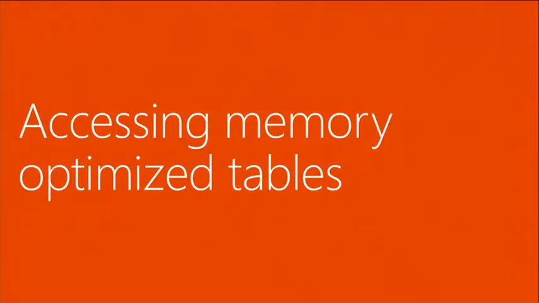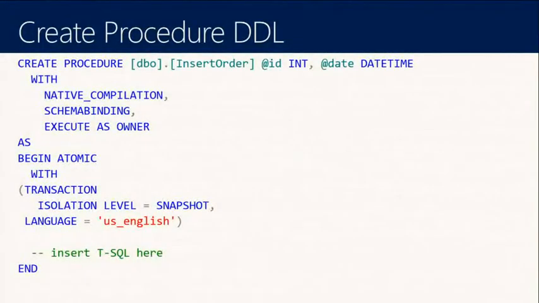So the next thing I want to touch on is how to access these tables and indexes. You've created your tables, created the right indexes on the tables, and now you want to access them from your application, do some DML, do some processing there. So we have this new natively compiled stored procedure, where we take a T-SQL stored procedure and compile it to a DLL. And this is what the syntax looks like.